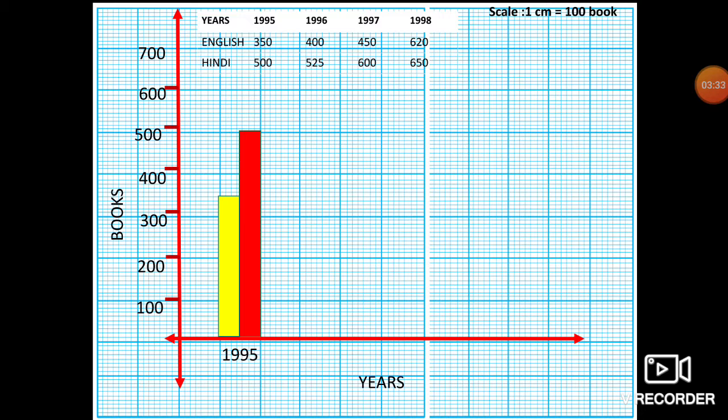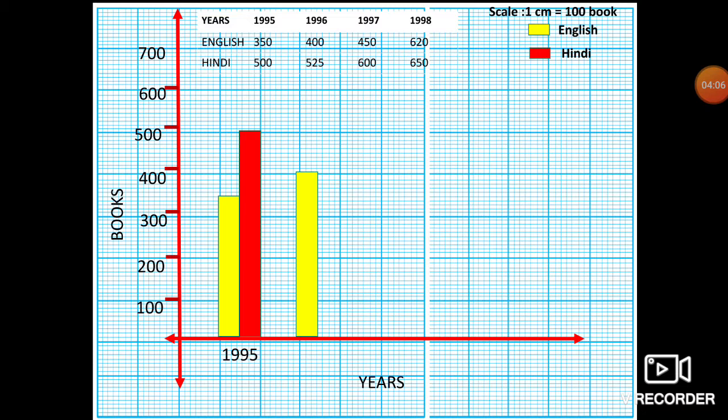Here you can see two bars are there. The yellow bar indicates English books and the red bar indicates Hindi books. So below the scale, we have to write this also in the double bar graph. One small box with a yellow color indicates English books, and the next rectangle in red color indicates Hindi books. Okay, then move to the next data.